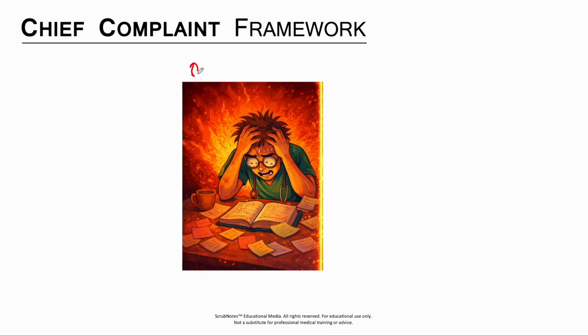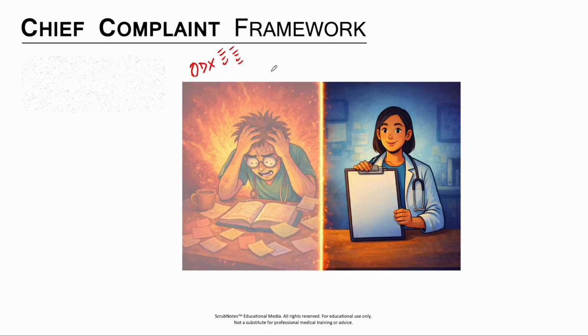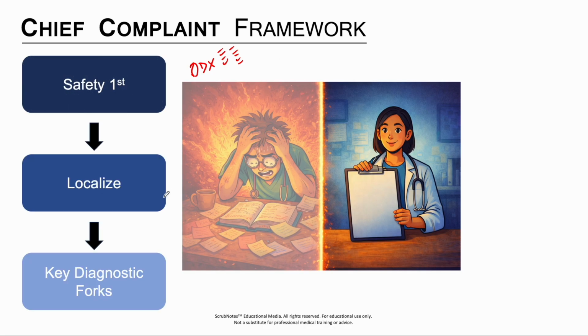Abdominal pain is one of the most overwhelming chief complaints because the differential is huge. But you don't need to memorize lists. Use a framework. Start with safety, then localize, then use key diagnostic forks. That's how you turn chaos into a diagnosis. If you can do this, abdominal pain goes from overwhelming to something you can narrow down quickly.